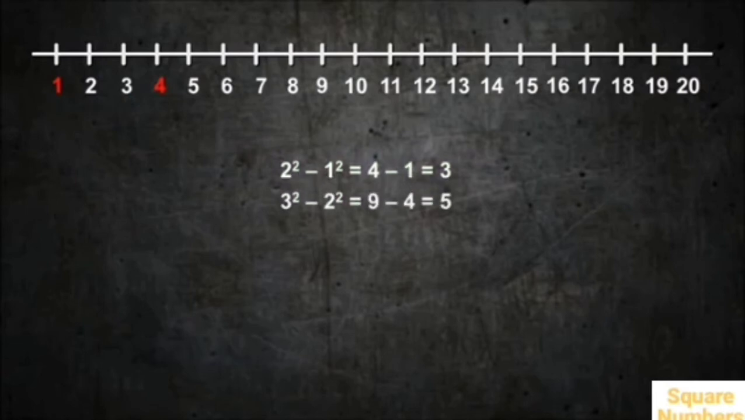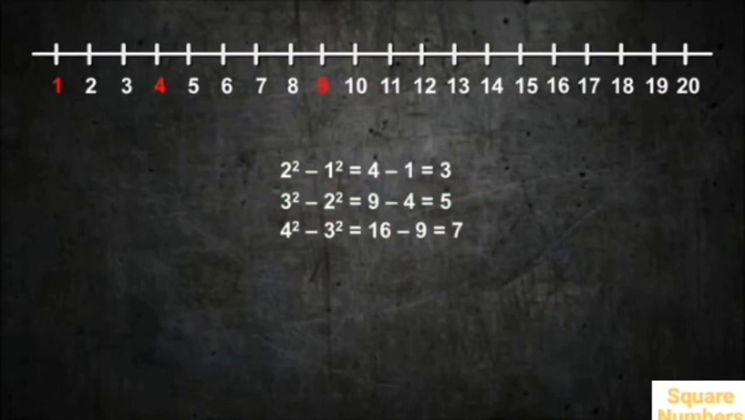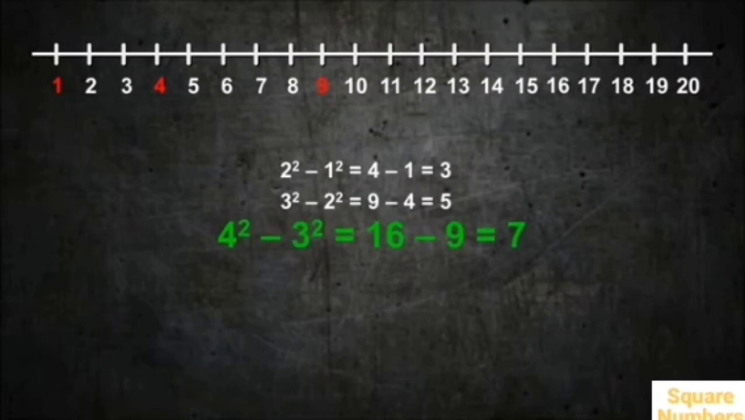Now find the difference of the square of 2 and 3. So on solving we get 5. Now count the non-square numbers between the square of 2 and square of 3. We will get 4 non-square numbers. Again, if we find the difference of square of 3 and 4, we get 7. And on the number line, the non-square numbers between 3 square and 4 square, we get 6.